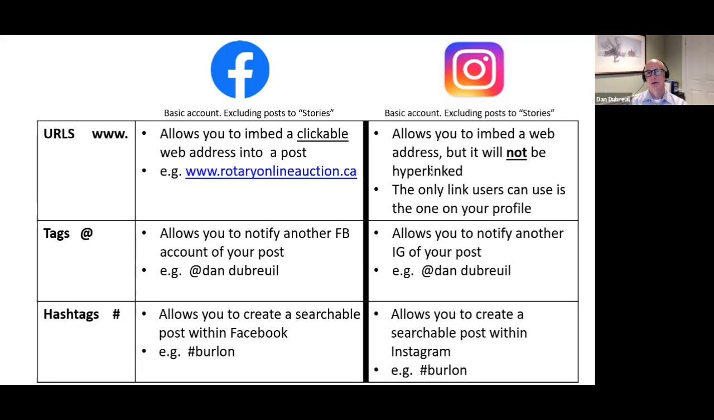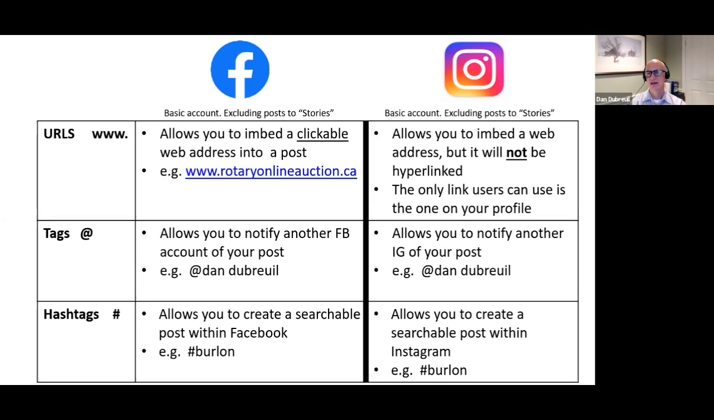In the world of Instagram, for a basic account, excluding stories, and I'm not going to talk about stories tonight. Stories is another type of thing you can do within Instagram. I'm just talking about a basic post. You can put a URL in there, but it doesn't hyperlink. Instagram doesn't give you that capability for a basic account. I think once you surpass like 10,000 followers on your Instagram account, they give you that capability.